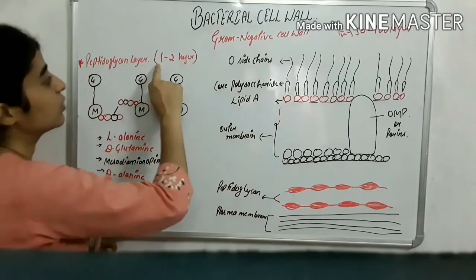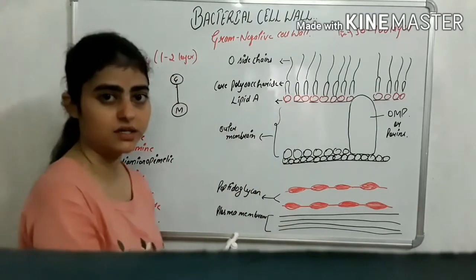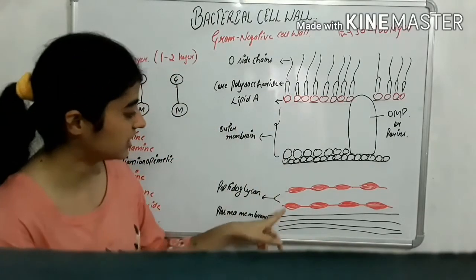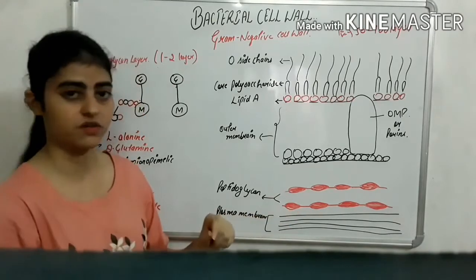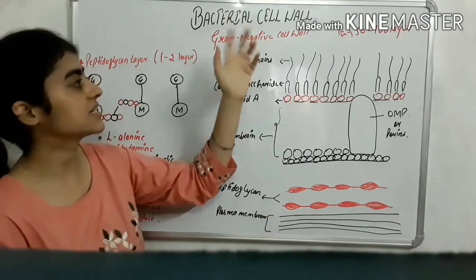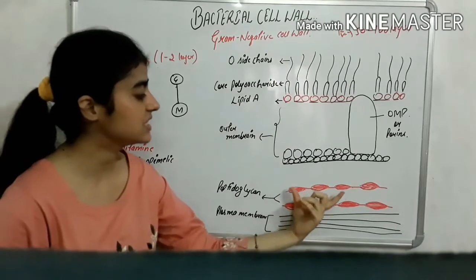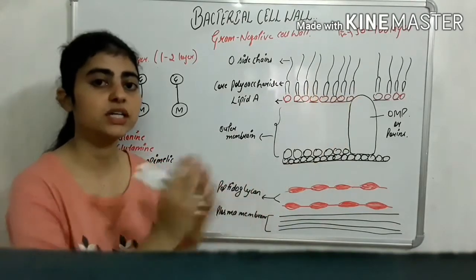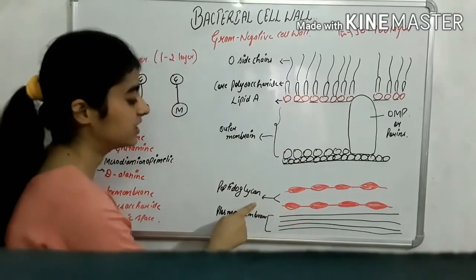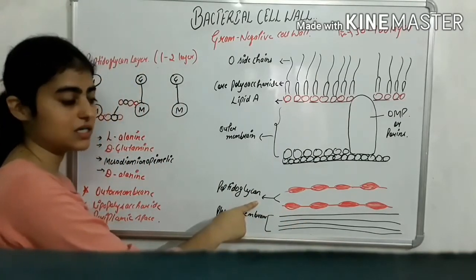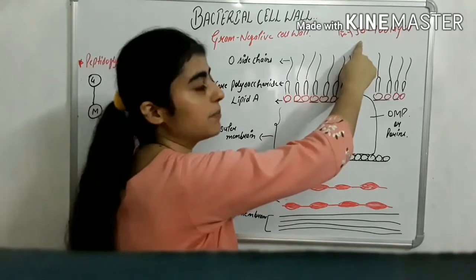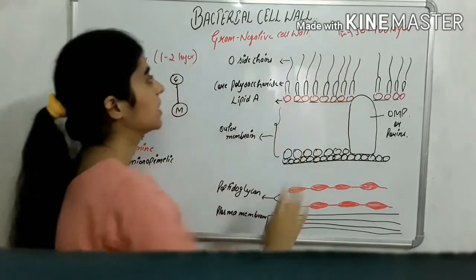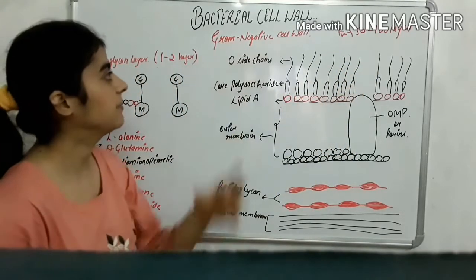The gram-negative cell wall contains only 1 to 2 layers of peptidoglycan, whereas in gram-positive bacteria these layers are up to 50 to 100. So you can imagine how much thinner the gram-negative cell wall is and how much thicker the gram-positive cell wall is. Now we will discuss the gram-negative cell wall.